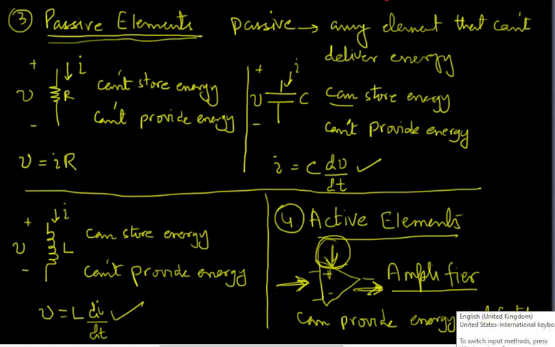So this was the brief introduction of circuit elements. Inshallah, in the next class, we are going to start talking about resistors, capacitors, and inductors and how they are used in different kinds of circuits.